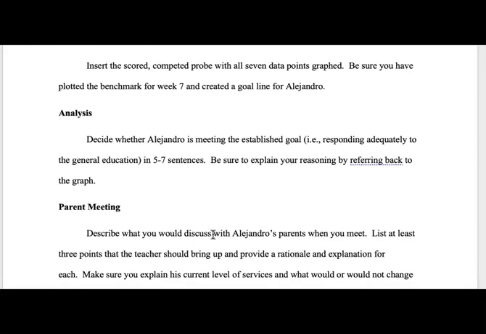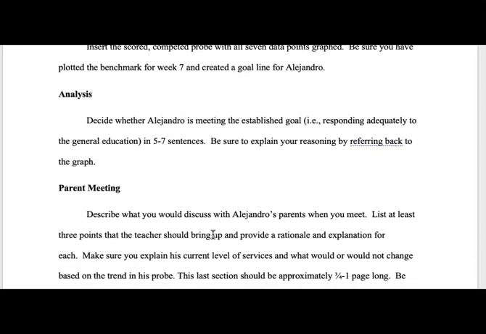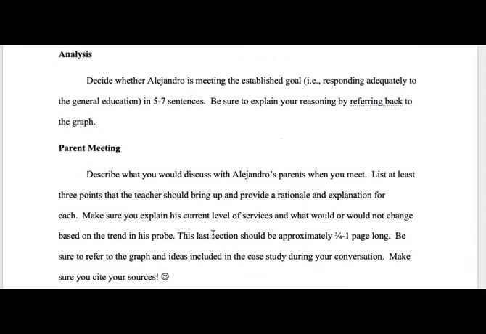Next is your analysis section. Here, you need to decide whether Alejandro is meeting the established goals. Is he responding adequately to general education in 5 to 7 sentences? And if he's not responding, explain to me why. Be sure to explain your reasoning by referring back to the graph. So again, you'll notice we're constantly utilizing the graph.